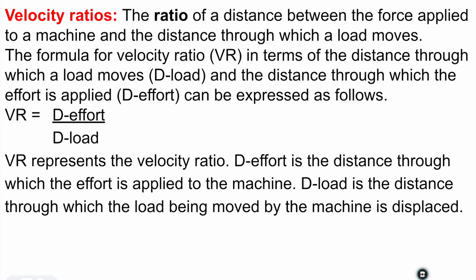The definition of velocity ratios is this. It is the ratio of the distance through which the force is applied to a machine and the distance through which a load moves. The formula for velocity ratio in terms of the distance through which a load moves, we often call this d load, and the distance through which the effort is applied, or the d effort, can be expressed as VR equals d effort over d load. And VR, of course, represents the velocity ratio. D effort is the distance through which the effort is applied to the machine, and the d load is the distance through which the load is being moved by the machine.